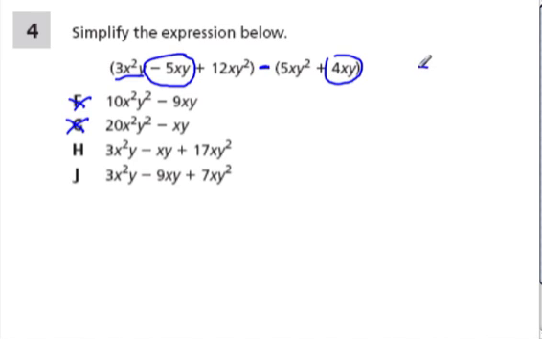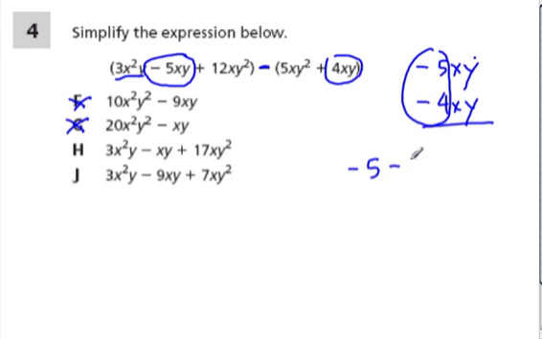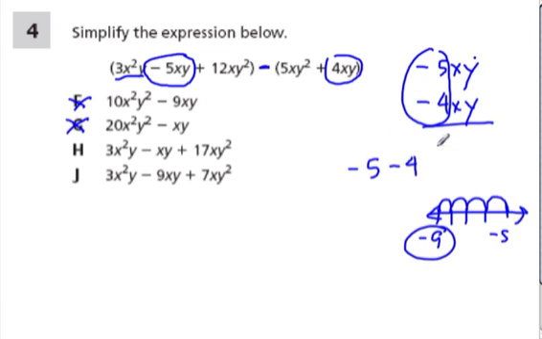So negative 5xy minus 4xy. What do we do here? Well, think of the coefficients. Forget the xy for a moment. Negative 5 minus 4. Well, if you're standing here at negative 5 and you take 4 away, 1, 2, 3, 4, it's negative 6, negative 7, negative 8. We're at negative 9. So that should be negative 9xy. And notice h can't be the answer because that's not there. There's our negative, or we're subtracting 9xy. That's got to be the answer.